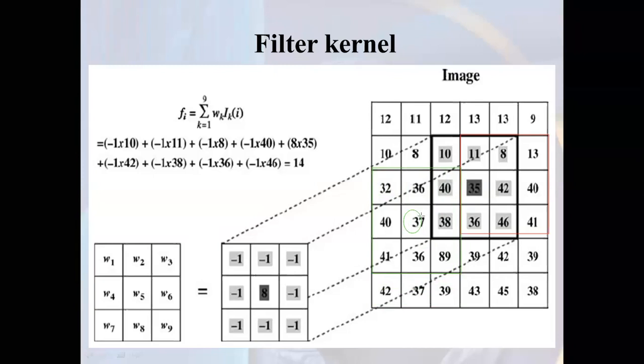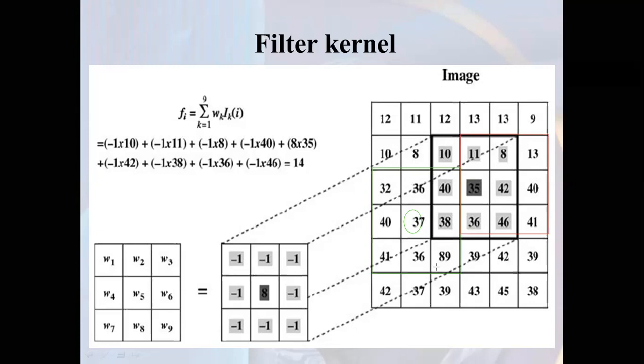Okay, so 37 now, how is the new value of 37 calculated? We multiply 37 by 8, minus 32, minus 36, minus 40, minus 38, minus 89, minus 36, minus 41, because each one is multiplied by minus 1. And we make the summation, and the new value of 37 is given by the result of the summation.